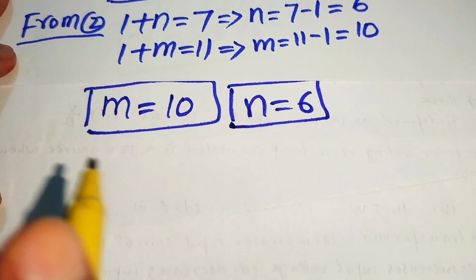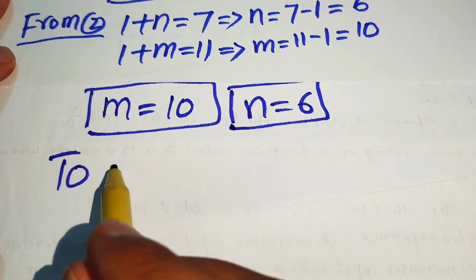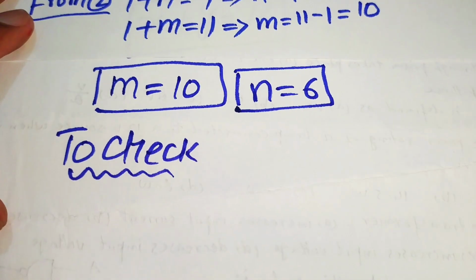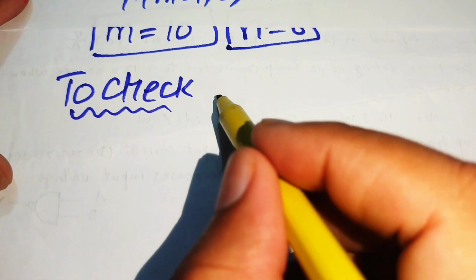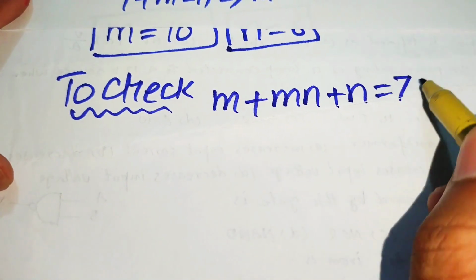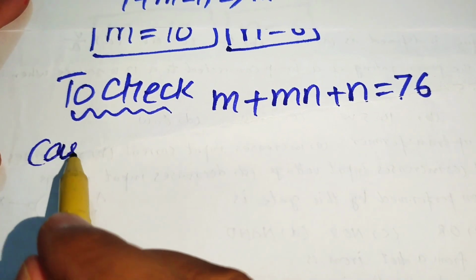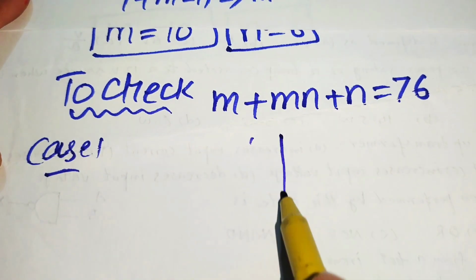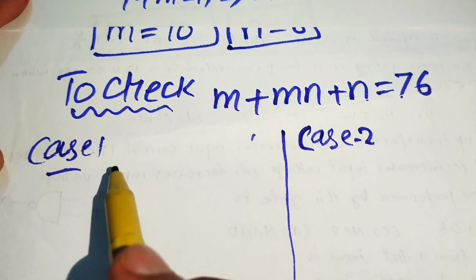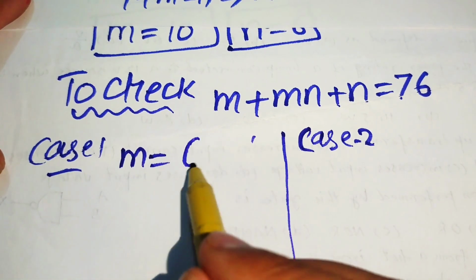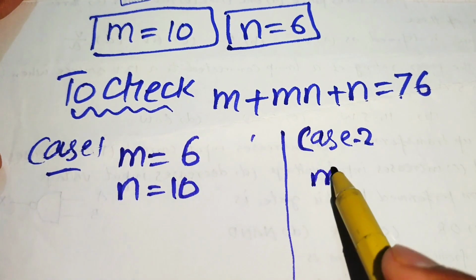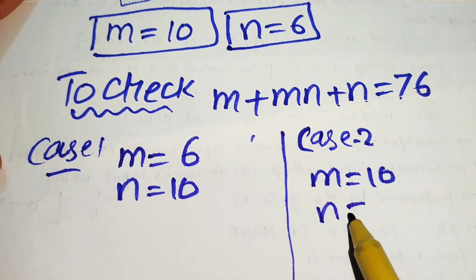And now we check whether these values of m and n satisfy our given question or not. So here first we copy down the given question statement. It is m + mn + n equals 76. Here is our solution number 1 or case number 1, and here we write our case number 2 or solution number 2. In case number 1 the solution is m equals 6 and n equals 10. In this case we have the solution m equals 10 and n equals 6.